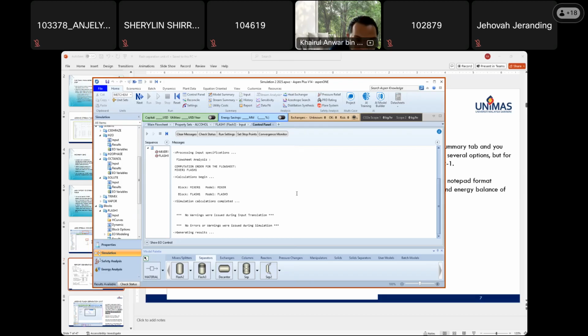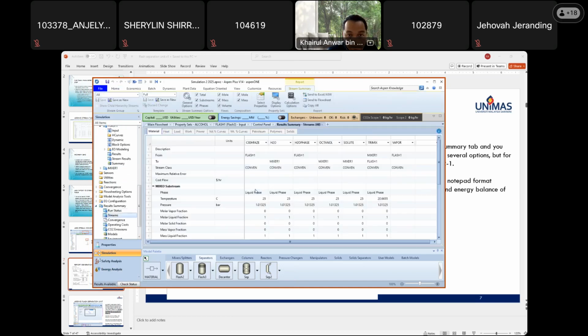Check if there are errors. If you see all the folders turn to blue for this, there's no error. If there's an error, normally the results available will be in red, or in warning, yellow. Okay. Next, check the stream.